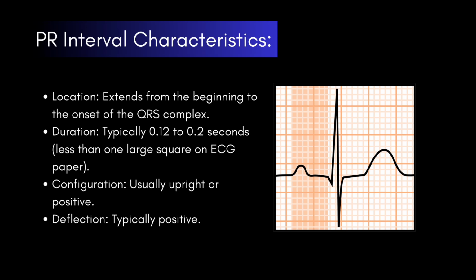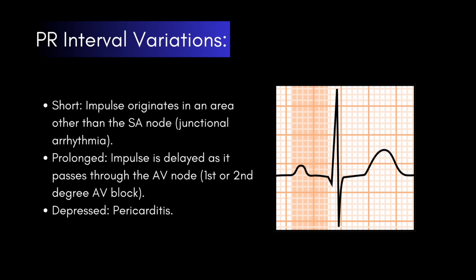Moving on, let's go ahead and take a look at different variations of the PR interval. So we have the short PR interval, where the impulse originates in an area other than the SA node, like a junctional arrhythmia. We have prolonged PR intervals, where impulse is delayed as it passes through the AV node, in examples like the first or second degree AV block. And then we have depressed PR intervals that can be seen in pathologies like pericarditis.